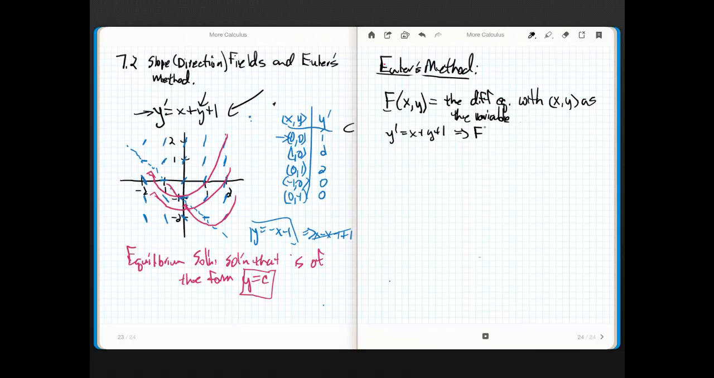With this new notation, we just say f of x, y. The derivative part is equal to x plus y plus 1. Okay? Now, I'm going to show you something here. Let's say that I want to try and figure out a value of a function from a differential equation where I don't know what the solution is. I have no idea, but I have its differential equation.